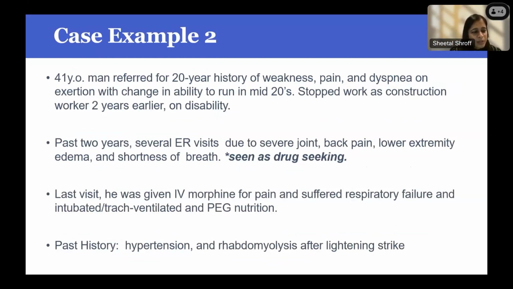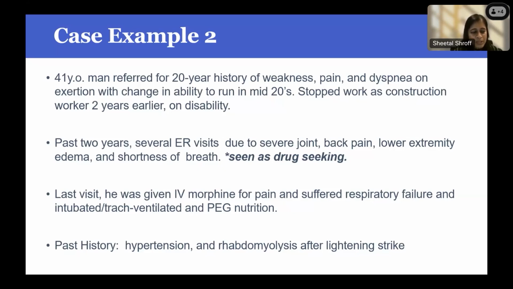This is a 41-year-old gentleman who had a 20-year history of weakness, pain, and shortness of breath on exertion, with change in ability to run in his mid-20s. He pretty much stopped working as a construction worker 2 years earlier, and he's been on disability. He's had several ER visits because of joint pain, back pain, leg edema, and shortness of breath, and somewhere it's been mentioned that this is seen as drug-seeking behavior as well.